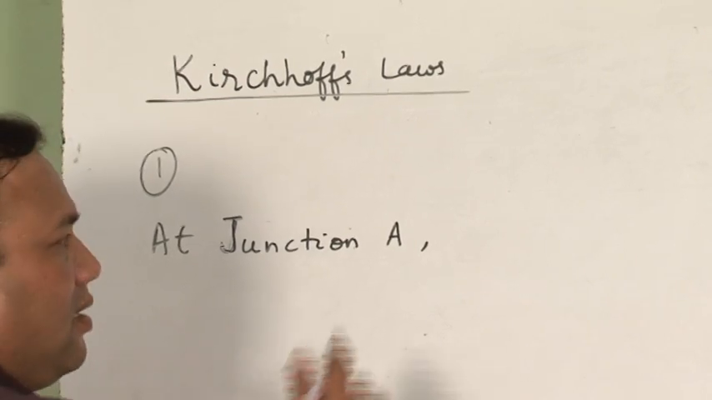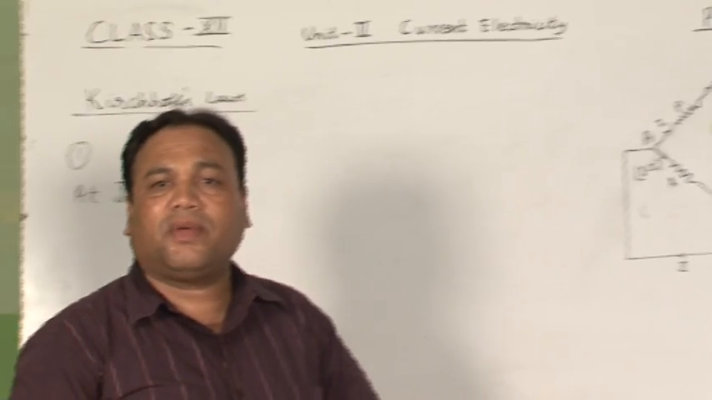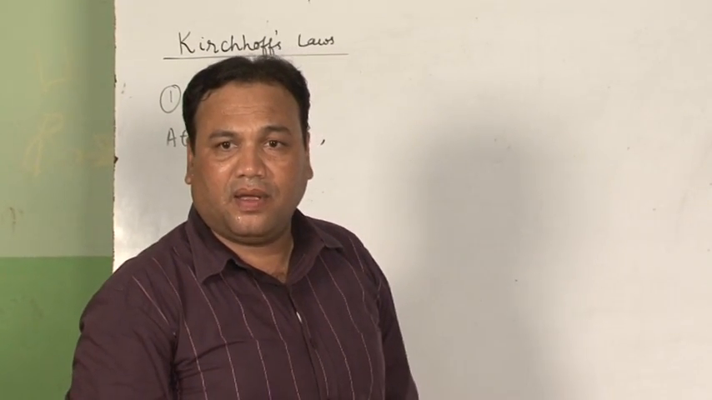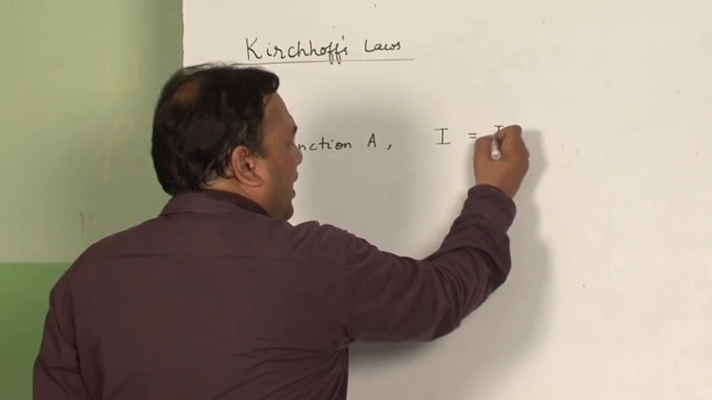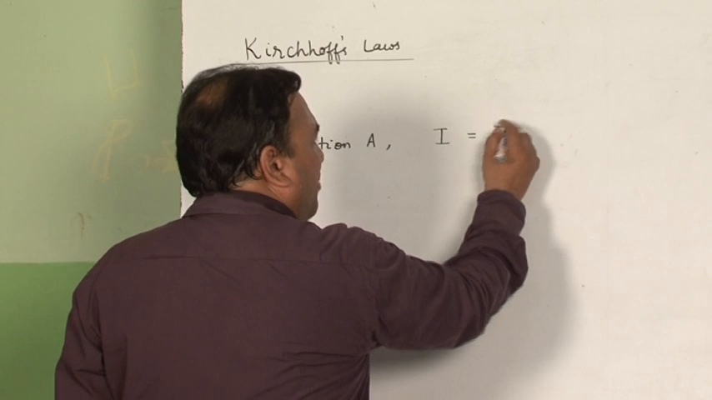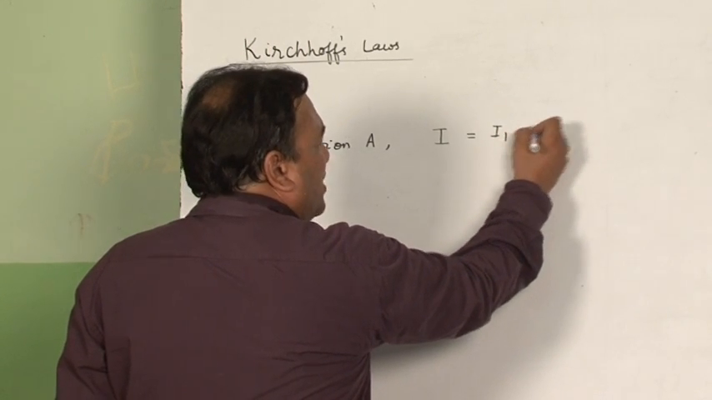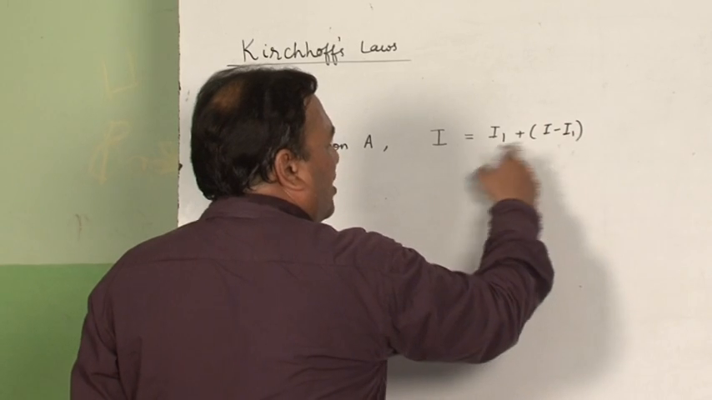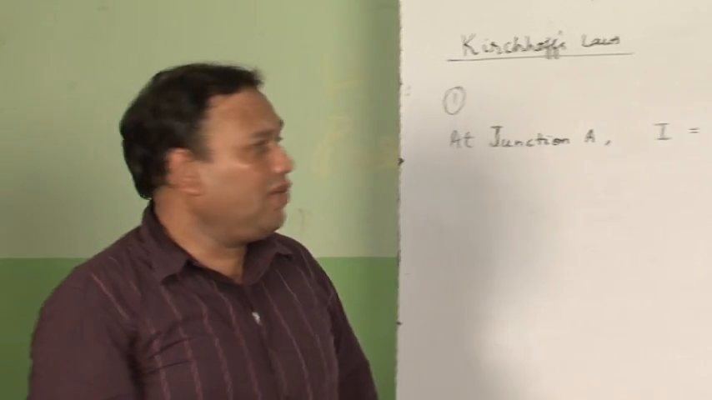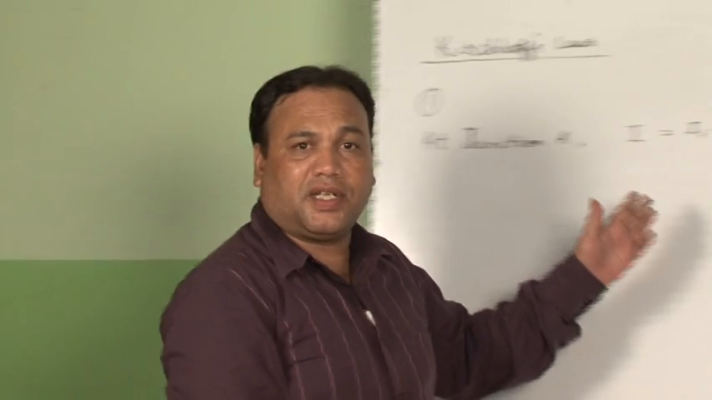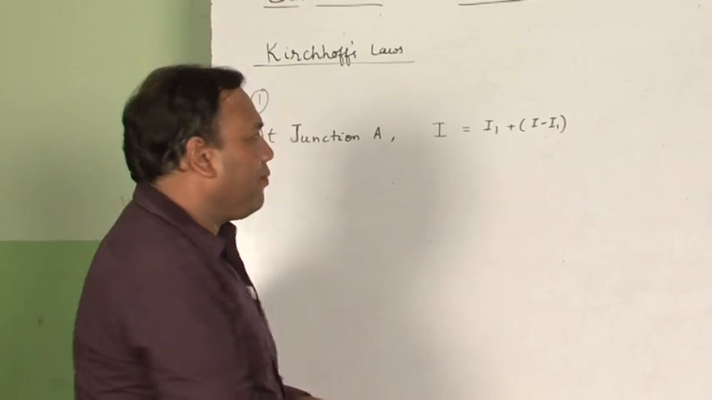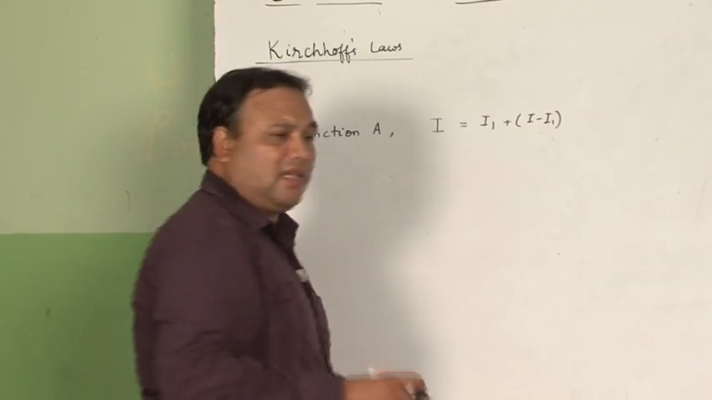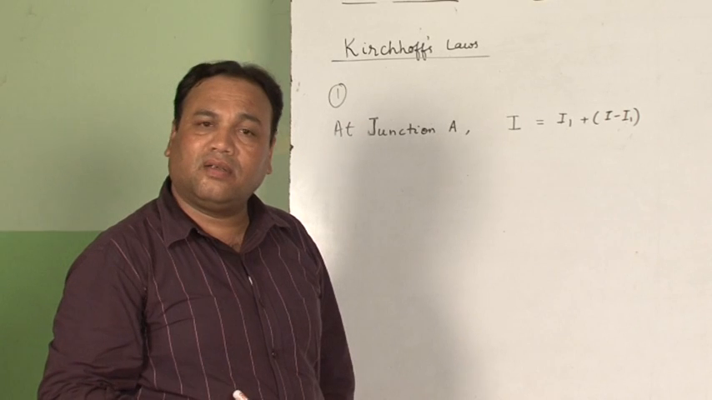It says that the sum of currents which are entering the junction is equal to the sum of currents which are leaving the junction. It means current I is reaching the junction, and current I1 and I minus I1 are the two currents which are leaving. If I find the sum of these, then this equation gets satisfied, meaning the left hand side will become equal to the right hand side. Whatever currents are reaching there, the same amount of current will be going out of the junction.